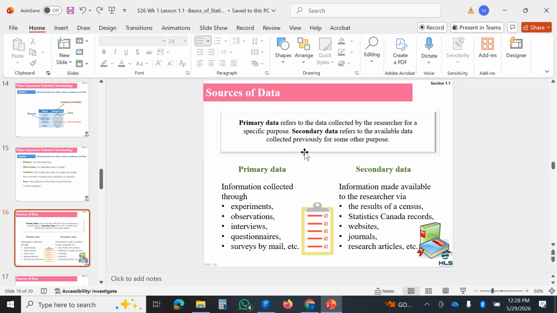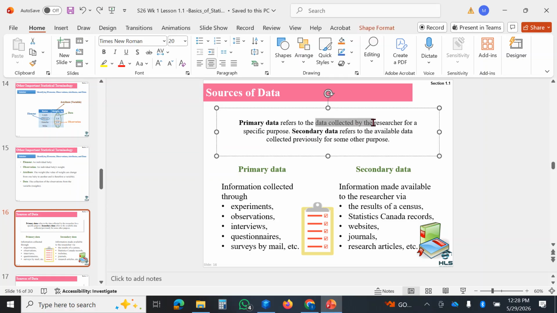Primary data refers to the data collected by the researcher for a specific purpose. Secondary data, though, refers to the available data collected previously for some other purpose by someone else. That's a huge thing. You don't even have to conduct a study. You can just go and use somebody else's data, that was collected for a different purpose other than your own study. We call that secondary data.